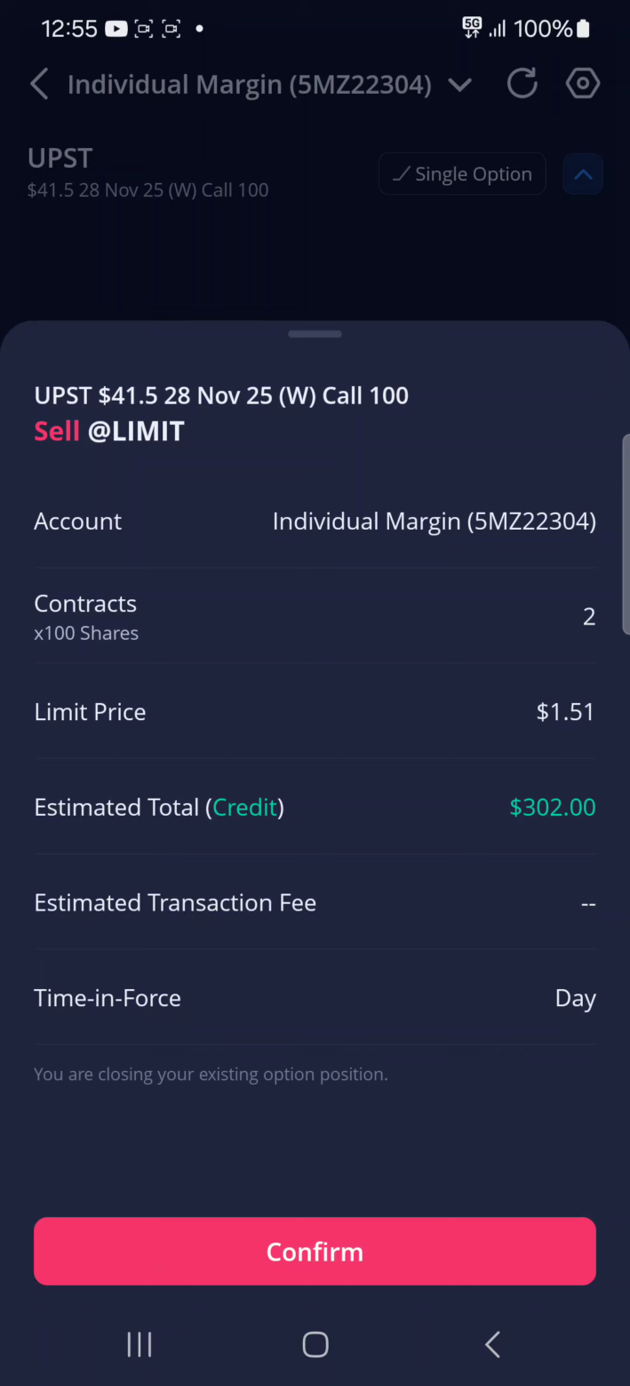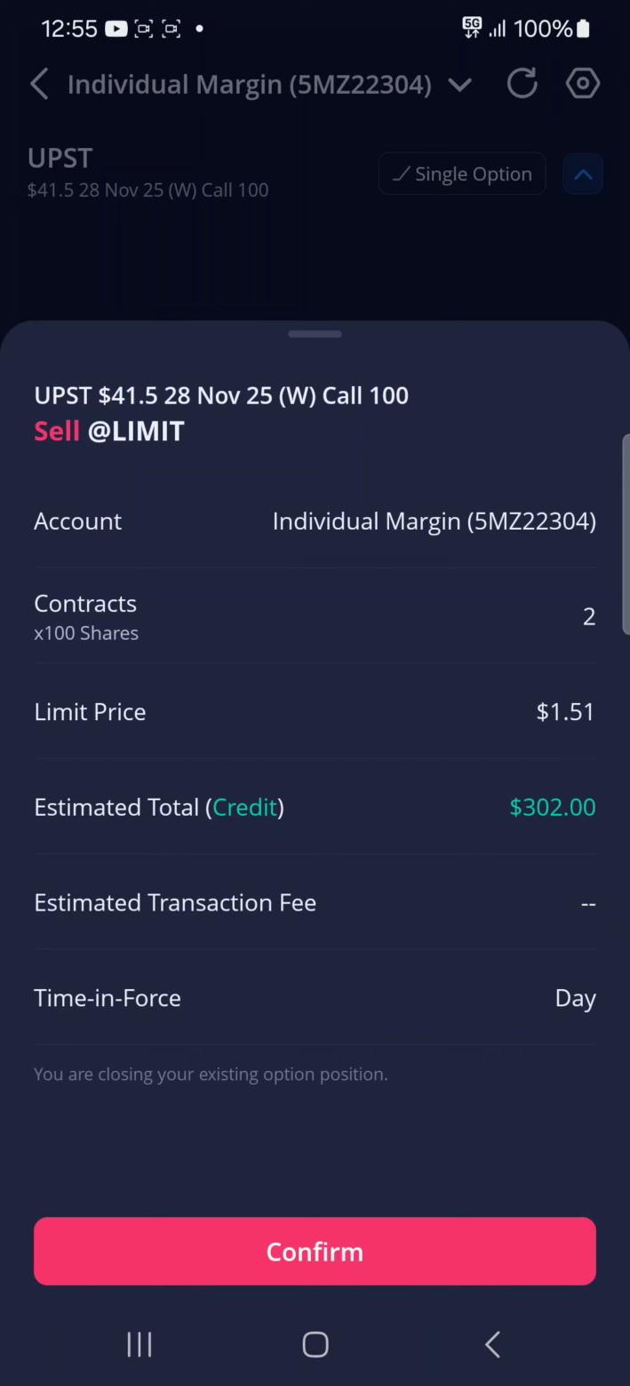If this stock, let's say on November 25, if the stock price is not gonna go above 41, I will keep this money, $332. This money will immediately, after I click on confirm, get deposited into my account. I can use it for whatever I want.